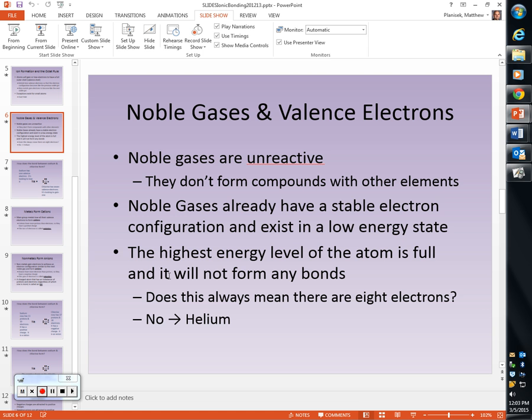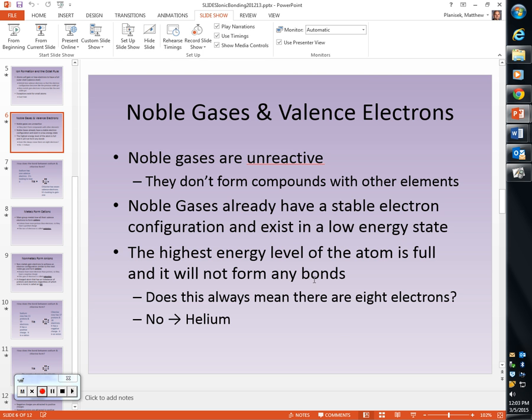The important part is more that the highest energy level is full. For small atoms, that could only mean 2 electrons because the 1s only needs 2 to get full. Does that make sense? So yeah, it's 8 most of the time, but for small atoms, it can be 2. Okay? Good there.